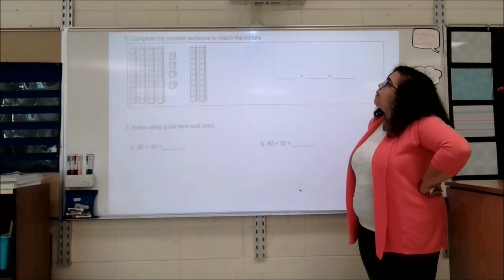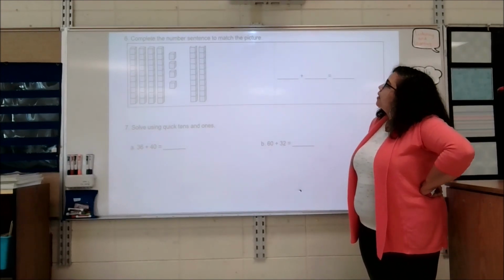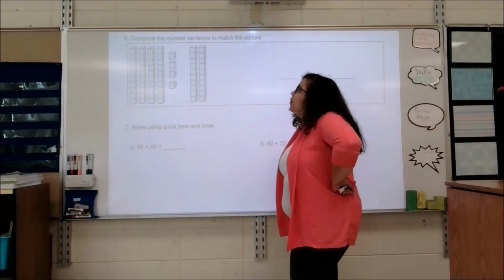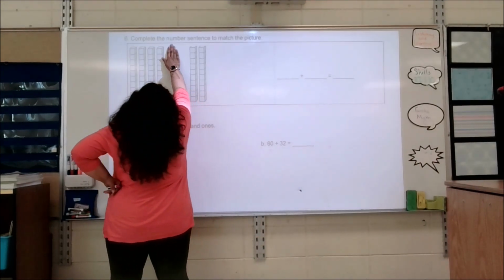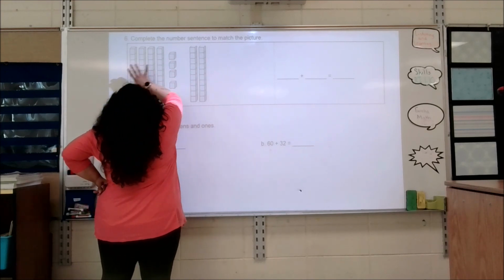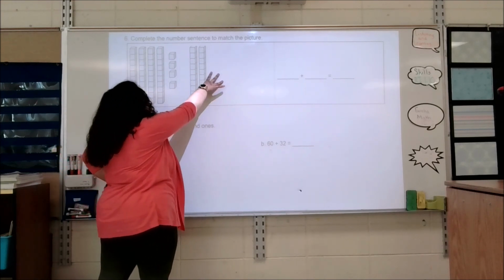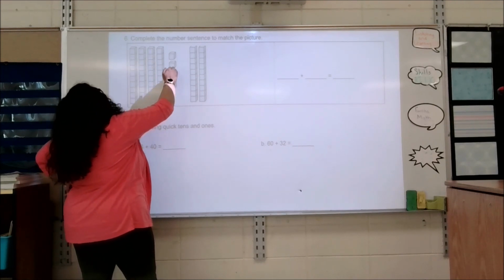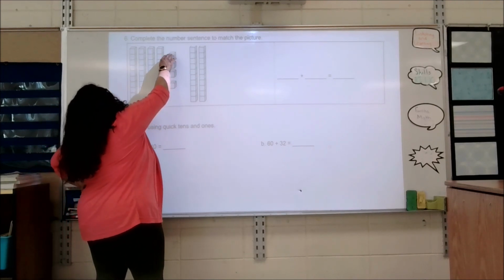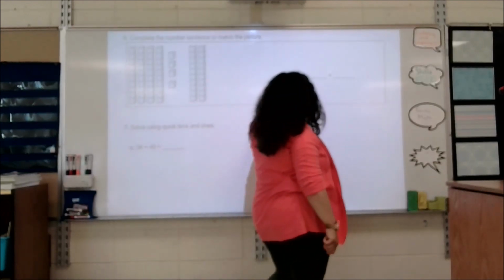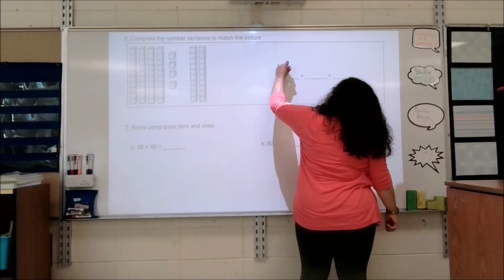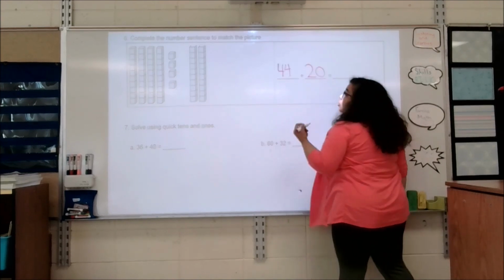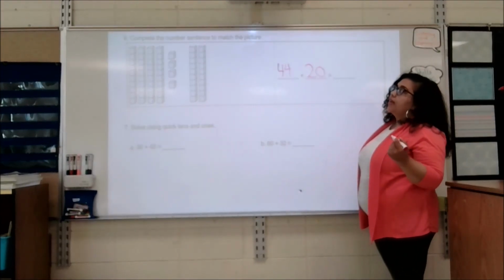All right. So complete the number sentence to match the picture. So we have a picture given to us. It is 2 parts. We know that we're switching parts because the ones are in the middle. If the ones were at the end, this would all be one piece. Okay? So 1 ten, 2 tens, 3 tens, 4 tens, 4 tens 1, 4 tens 2, 4 tens 3, 4 tens 4. 4 tens 4 is 44. And 2 tens has the value of 20.